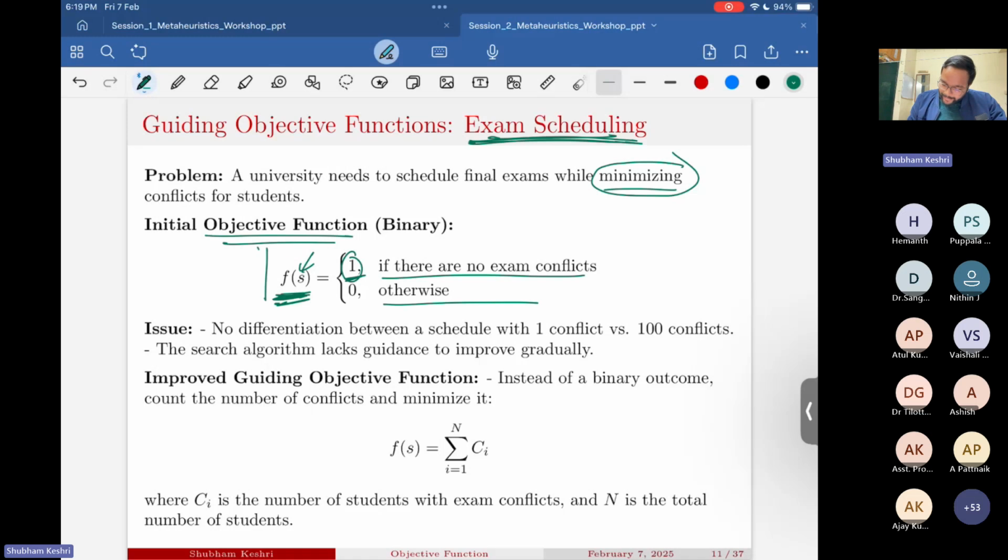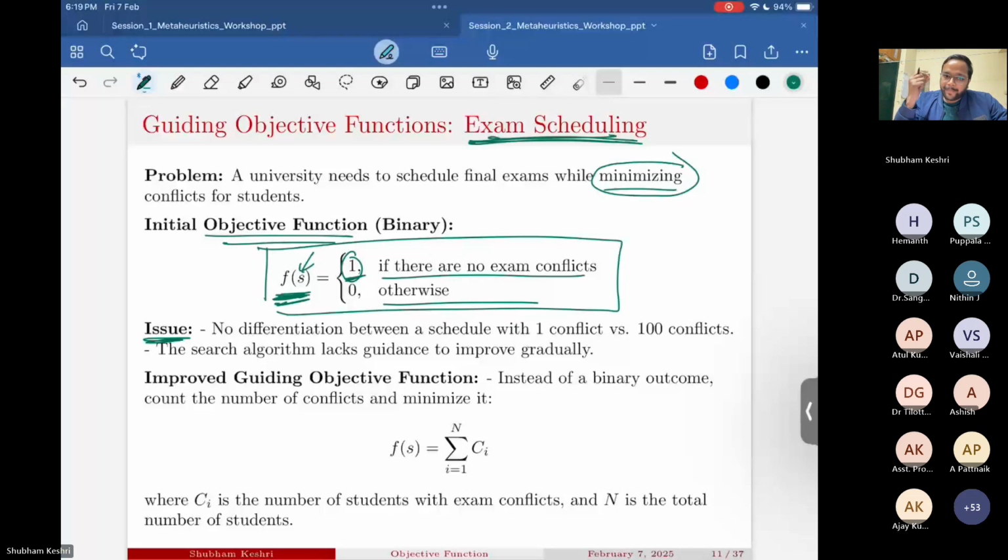So initially, when I modeled that problem, I modeled it using this objective function. But there is some issue with this objective function. Before asking the issue, have you understood the objective function? I assume that you have understood it. It just says if a solution has no conflict, the objective function will take value 1. If it has a conflict, then it becomes 0.